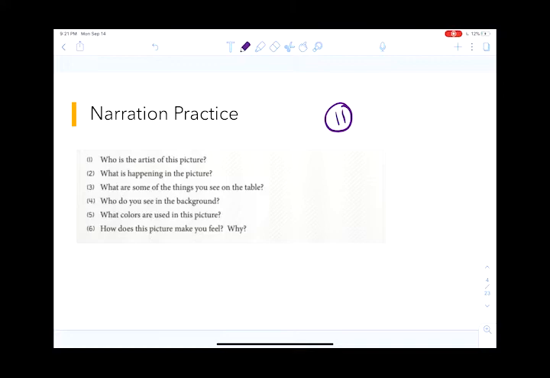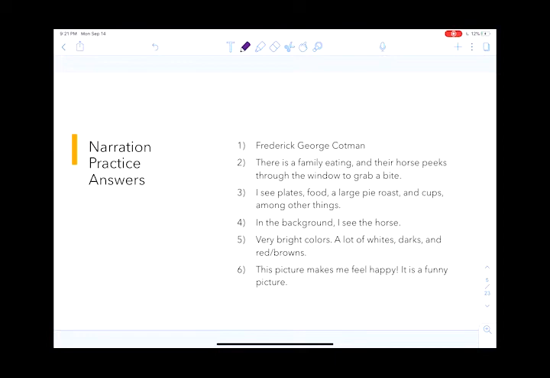Let's look at the answers. Number 1, Frederick George Cotman. Number 2, there is a family eating and their horse peeks through the window to grab a bite. Number 3, I see plates, food, a large pie roast, and cups, among other things. Number 4, in the background, I see the horse.